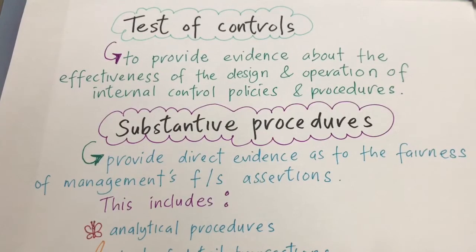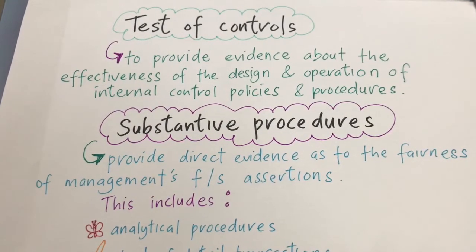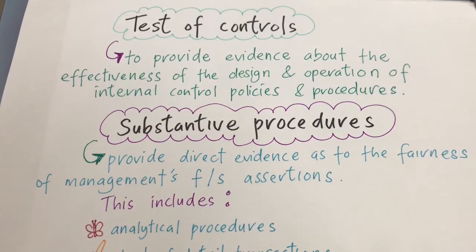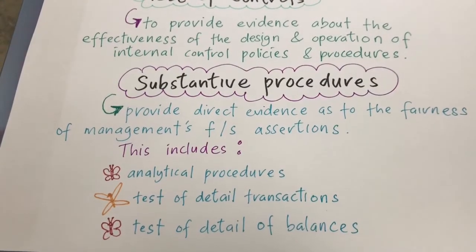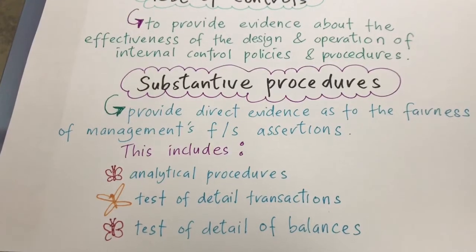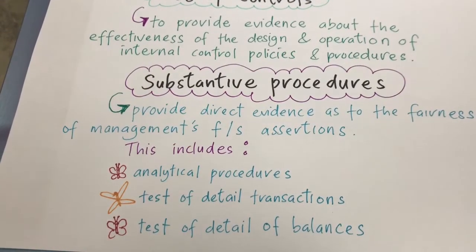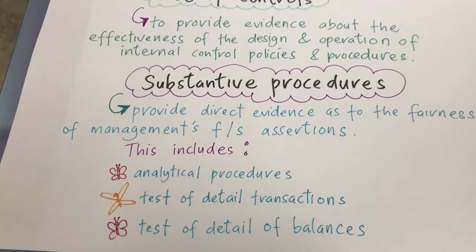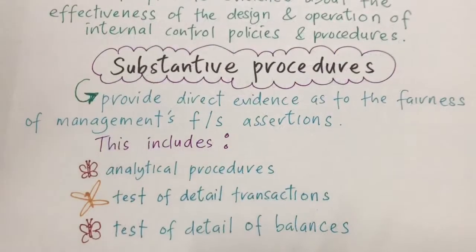Test of control is to provide evidence about the effectiveness of the design and operation of internal control policies and procedures. Substantive procedures. It is to provide direct evidence as to the fairness of management's financial statement assertions. This includes analytical procedures, test of detailed transactions, and test of details of balances.